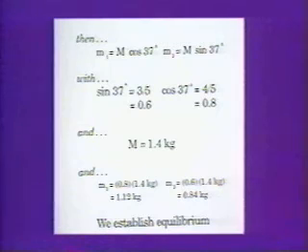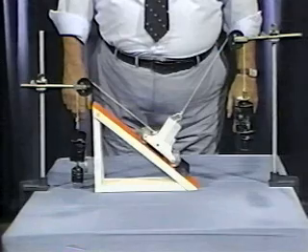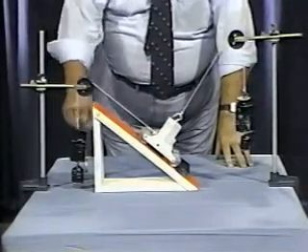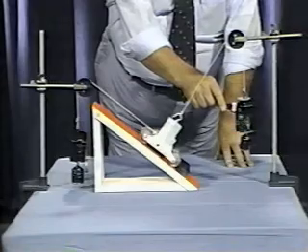Using the trigonometric functions sine and cosine, where sine of 37 is 0.6 and cosine is 0.8, and using the mass of the weighted cart as 1.4, we find that the mass on the right must be 1.12 kilograms and the one on the left 0.84. Now we have 0.84 kilograms on the left side and 1.12 kilograms on the right side.